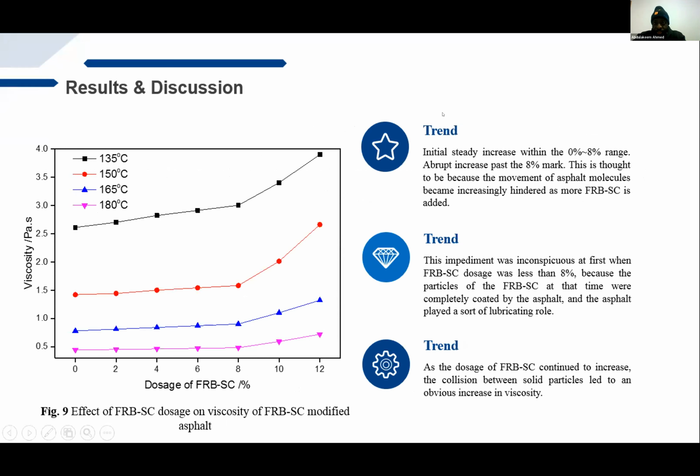Here, with regards to the rheology, we noticed from 0%, if you can see on this graph here, from 0% to around 8%, there was just a steady increase, and most of the increase was not really that visible. However, after the 8% mark, there was an abrupt increase, which could be explained by the movement of the asphalt molecules becoming increasingly hindered, with more obstacles as more FRB SC flame retardant was added. So there were more particles in the asphalt, and therefore the flow became reduced, and thus the increase in viscosity.